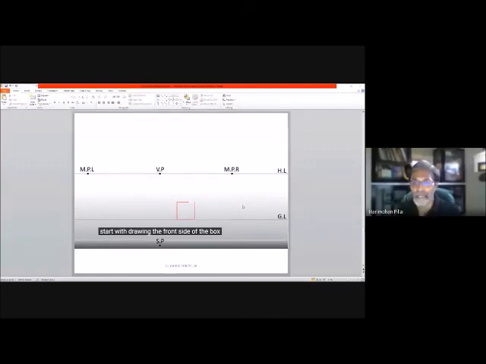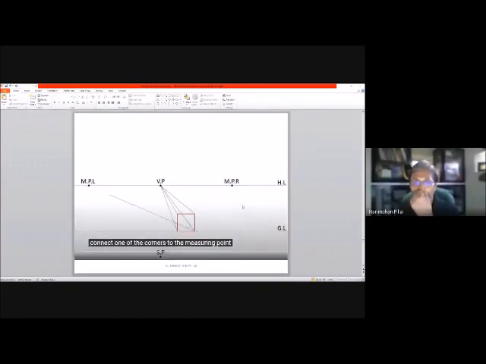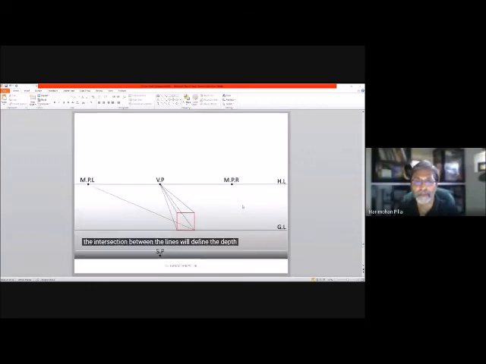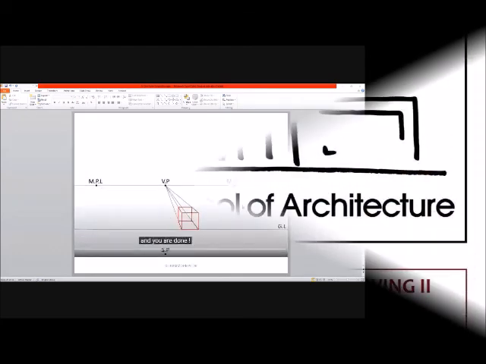One side of the cube like this square, and then draw to the vanishing point wherever you want to connect, and then connect to the MPL and get a perfect intersection between the lines, and that will give the depth of the cube. And then you proceed like this, you will finally get the cube.